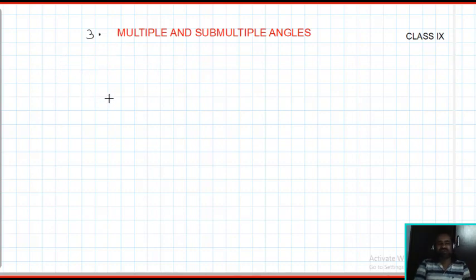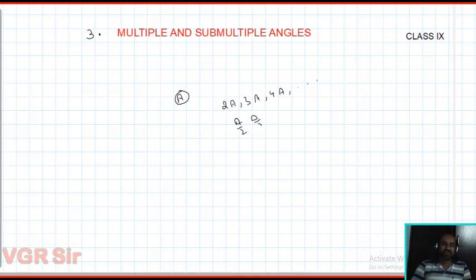First of all, I want to explain what is the meaning of multiple and submultiple angles. For example, A angle is given. What are the multiples of A? Means 2A, 3A, 4A, etc. Similarly, what are the submultiples of A? Means I can say A by 2, A by 3, A by 4, and so on.